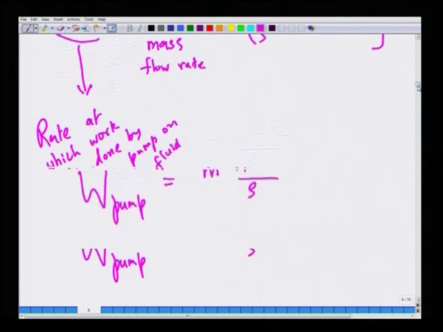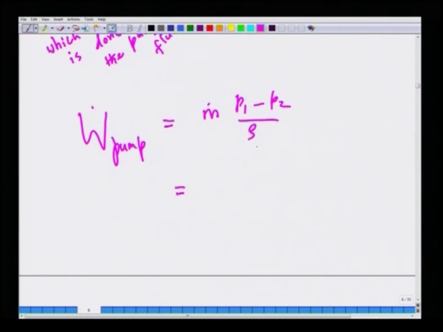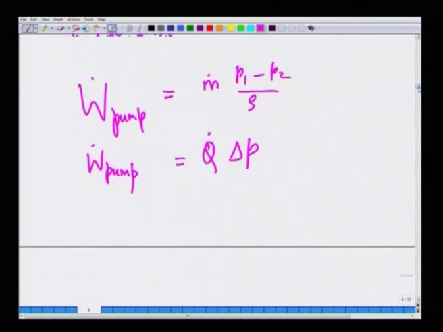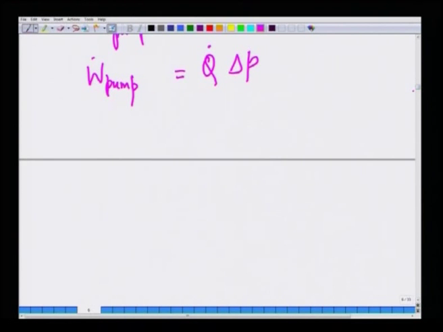Now, m dot is mass per unit time, rho is mass per unit volume. So, m dot by rho will essentially give you Q dot times delta P. This is the volumetric flow rate of the pump times the pressure difference across the pump, which will give you the rate at which work is done by the pump. Work must be done by the pump in order for the fluid to generate a pressure difference of delta P.